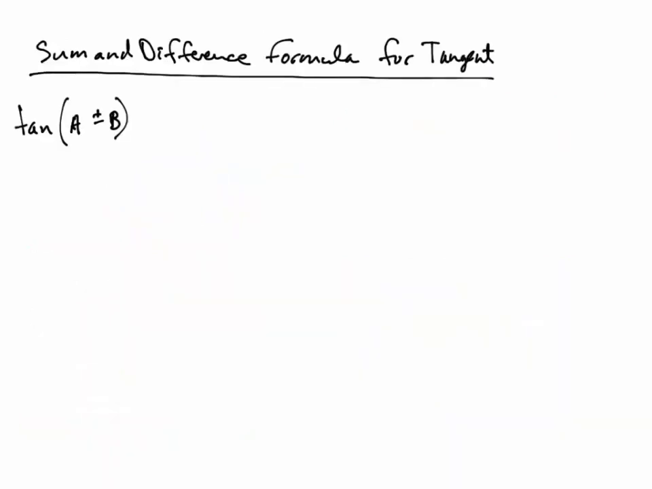So the last thing to talk about in this section is the sum and difference formula for tangent. We've talked about the sum and difference for sine and cosine, but not tangent yet. What we can do is, well, we know that tangent is just sine over cosine. So we could rewrite tangent of a plus or minus b as sine of a plus or minus b all over cosine a plus or minus b.